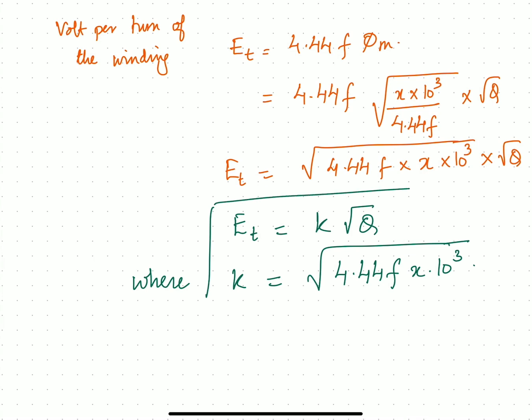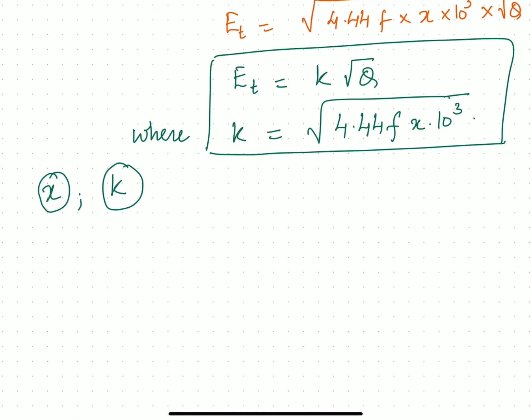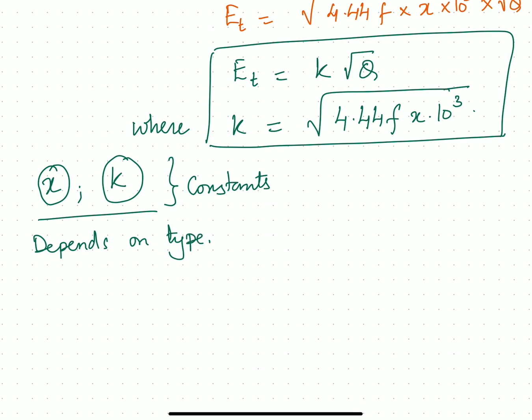So therefore X, which is the ratio of phi m to AT, and this k, these are constants, and these constants depend on the type. I should write that they are constants, and the value depends on type, construction, and service conditions of the transformer.